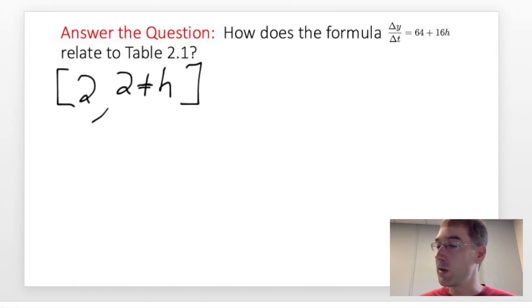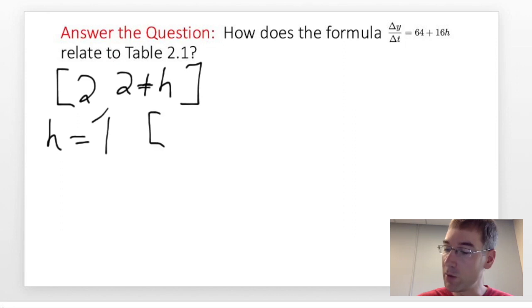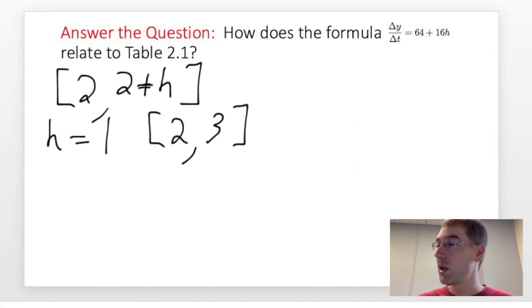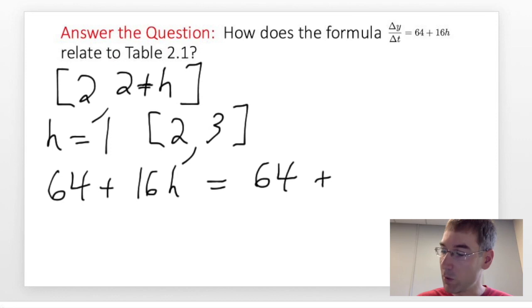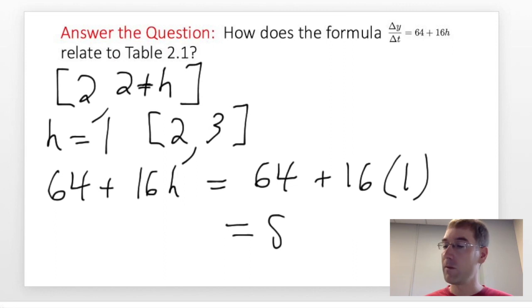Okay, and that means if h is equal to 1, for example, we're computing the average speed over the interval 2 to 3, and we use the formula 64 plus 16h. In this case it would be 64 plus 16 times 1, 80 feet per second. And so this formula is giving us the entries in the third column of the table.